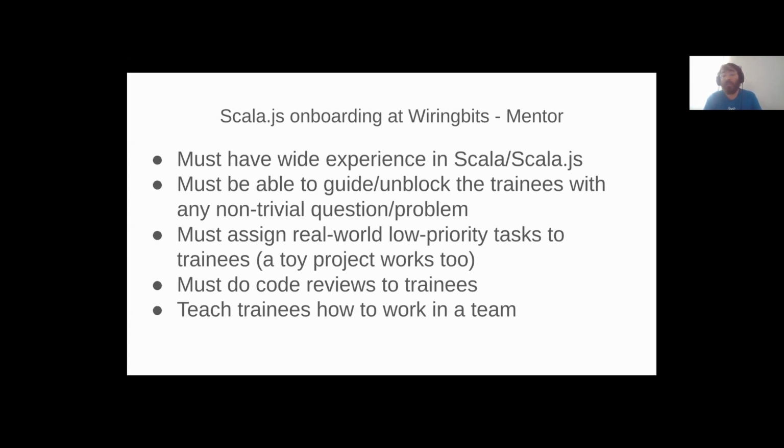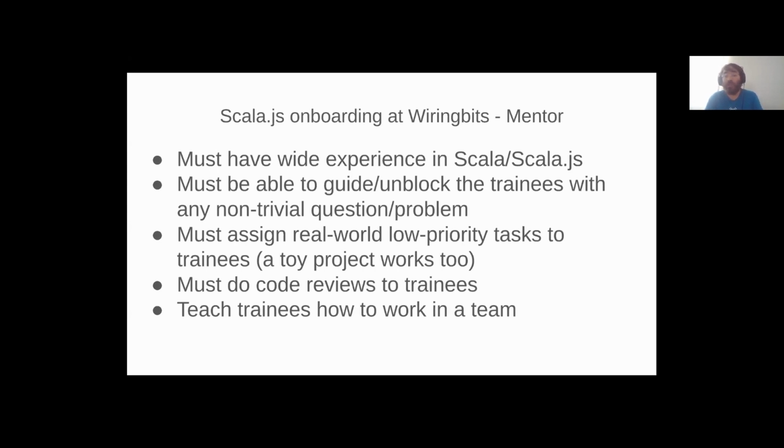Alternative is just give them a toy project. And it's important that the mentor teach these trainees how to work in a team. This is not Scala related. It's useful for all their career, but given that they will be working at Wiringbits, we need to teach them how we do code reviews, how we integrate the CI, how we wait for the checks to pass before merging a pull request, how we address comments, etc., etc.